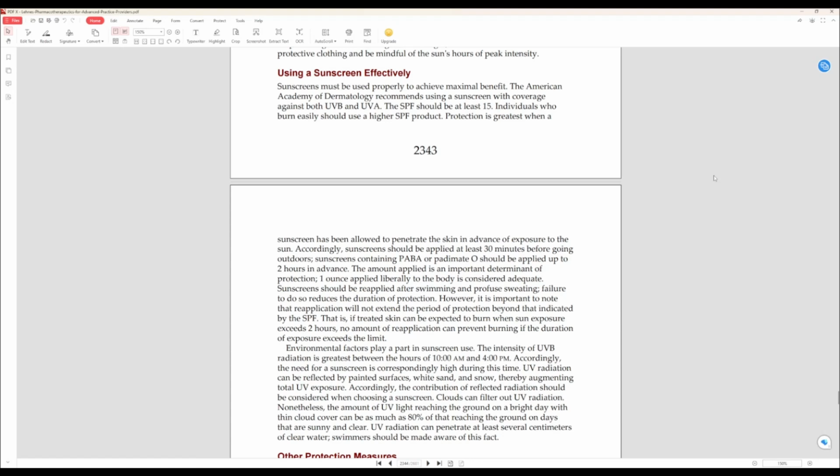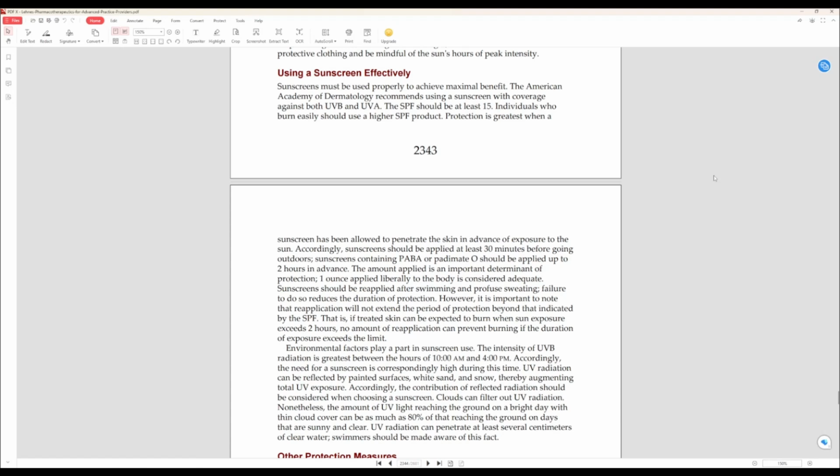Accordingly, sunscreens should be applied at least 30 minutes before going outdoors. Sunscreens containing PABA or padimate O should be applied up to 2 hours in advance. The amount applied is also an important determinant of protection. One ounce applied liberally to the body is considered adequate.